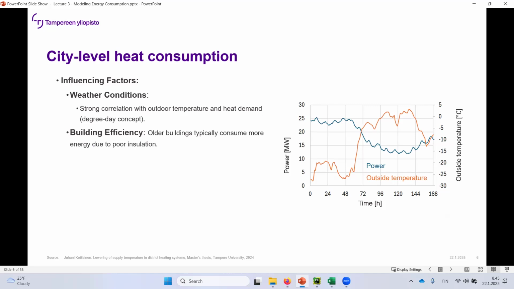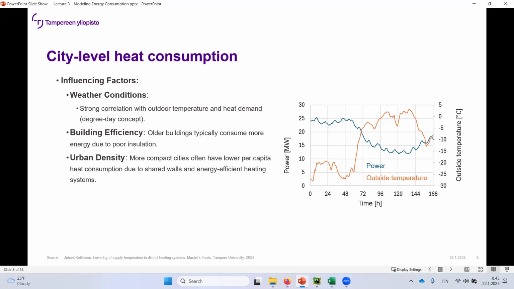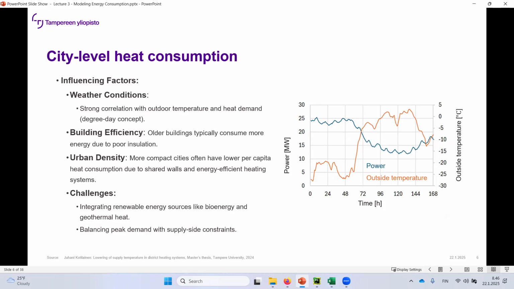So building efficiency: older buildings typically consume more energy due to poor insulation. And this is something that we saw in the top-down model last time when I showed it. There was a 1% increase in this building energy consumption, which originates from the assumption that building efficiency is going upwards. Urban density: more compact cities often have lower per capita heat consumption. If you're talking about district heating networks, the wider the network, the more the losses are going to be.